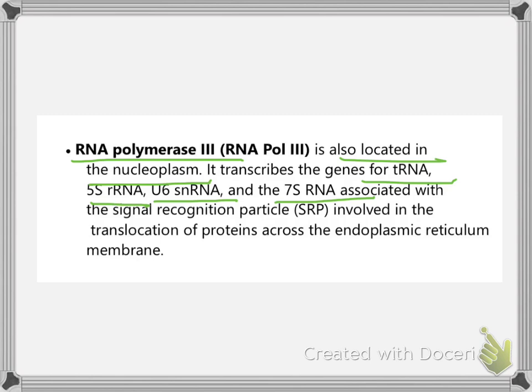Each of these three eukaryotic RNA polymerases contains 12 or more subunits. So they are large complex enzymes.